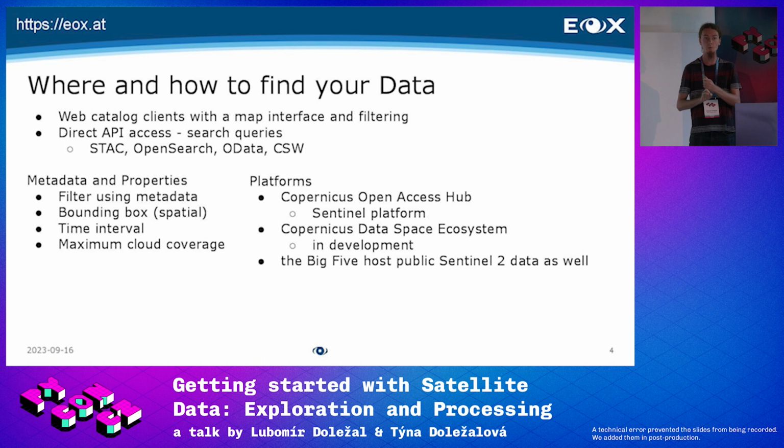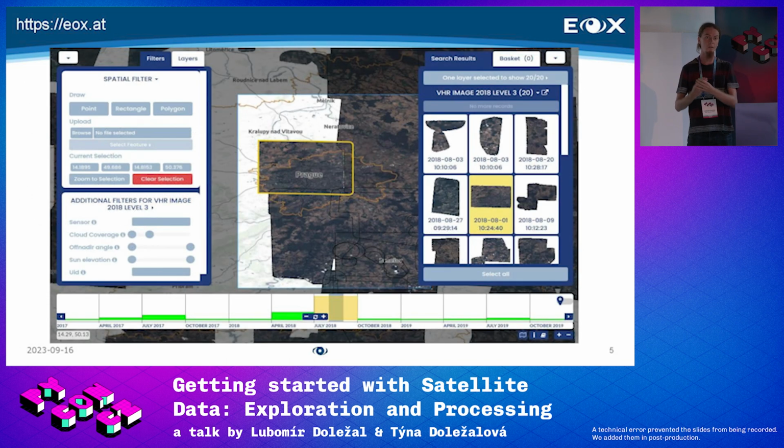The second place where you can go is currently in development. That is the Copernicus Data Space Ecosystem. It's a new platform that is being built. It has huge potential, and they are adding features as we speak. The last place is that the big 5, so Microsoft, Google, Amazon, all have their mirrors of the Sentinel data. They usually provide it either in the same format as the original platform or in, let's say, better formats.